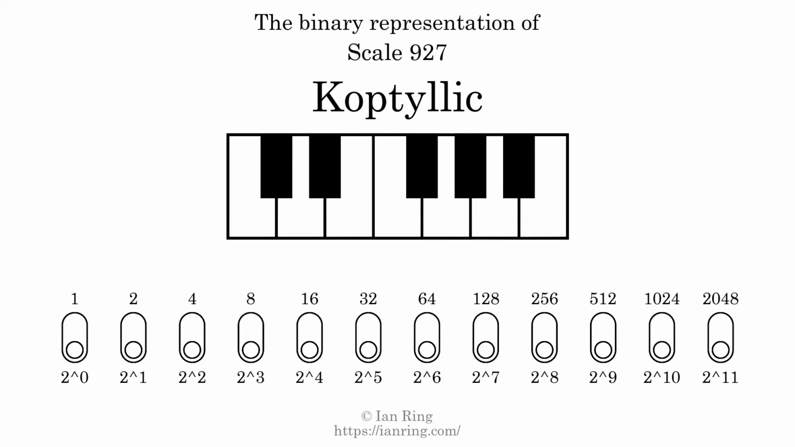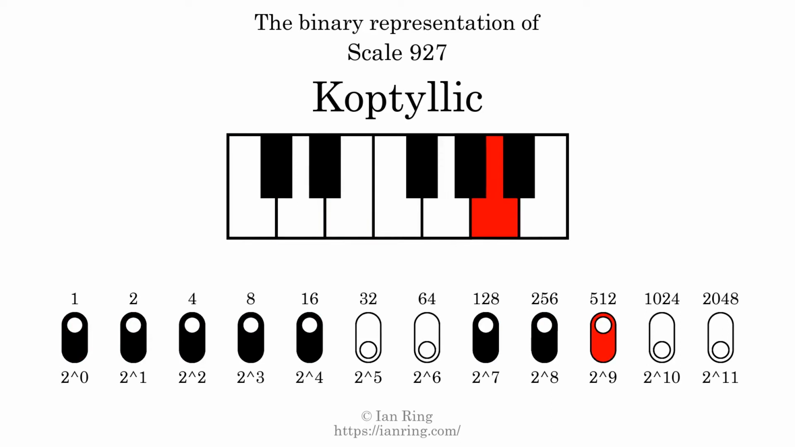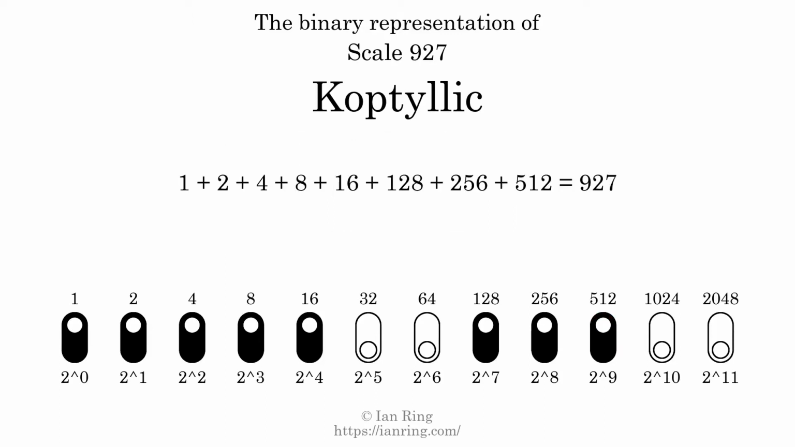The binary representation of this scale is determined by mapping tones of the scale to binary digits. Each binary digit represents a power of 2. To get the scale number, we add the powers of 2 together. The powers of 2 that are present in the scale, all added together, equals 927. That is why the scale number, in decimal, is 927.